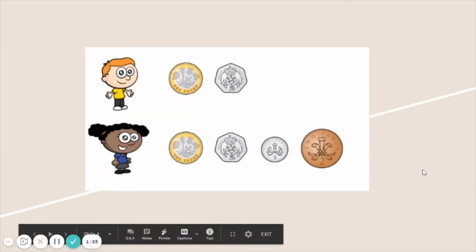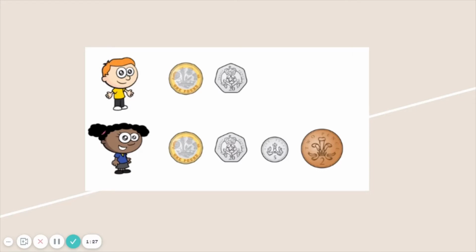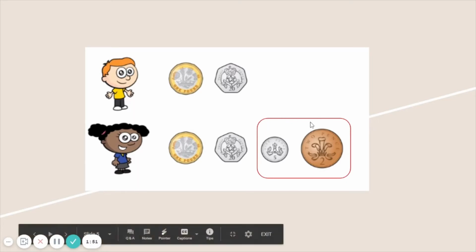So they've decided to play Spot the Difference again, but this time it's just coins, and they've laid them out so we can see what they've got. So let's have a look. So they both have £1. That's the same. They both have 20p. Oh, but they don't both have a 5p, only Whitney does. And they both don't have a 2p, only Whitney does. So that is the difference. This is what's same, this is what's different.